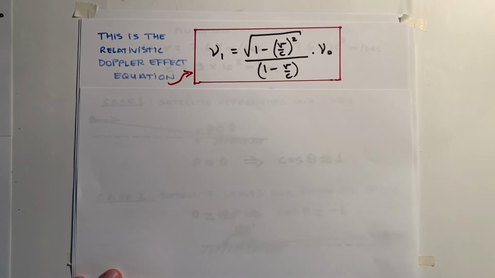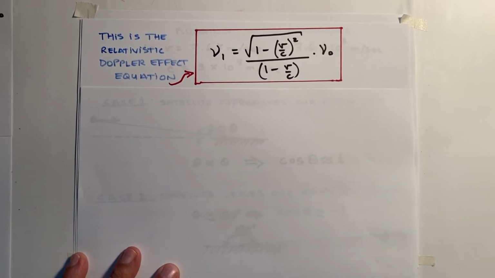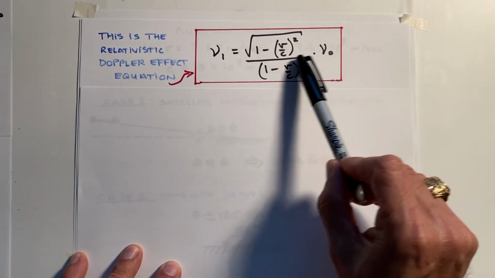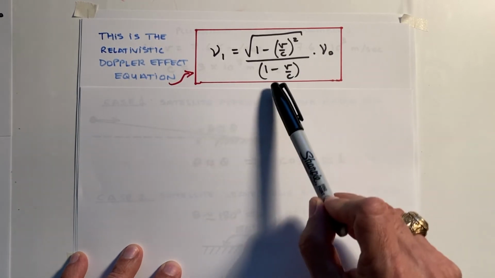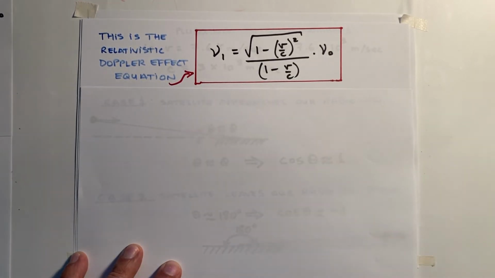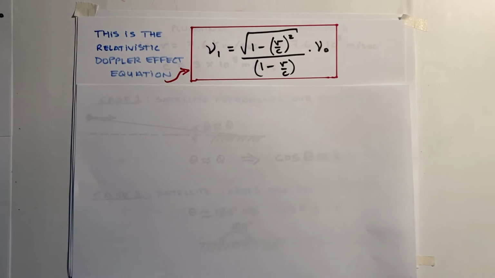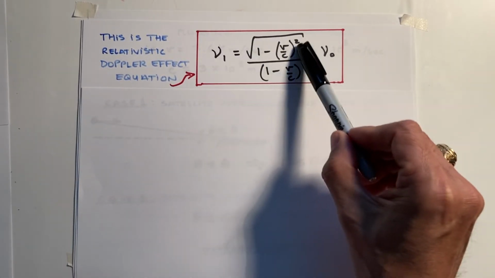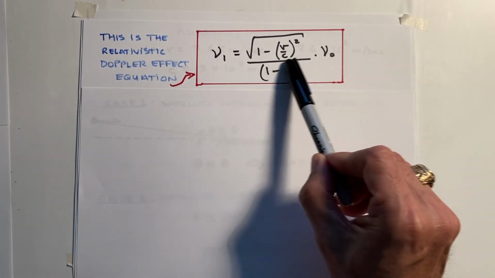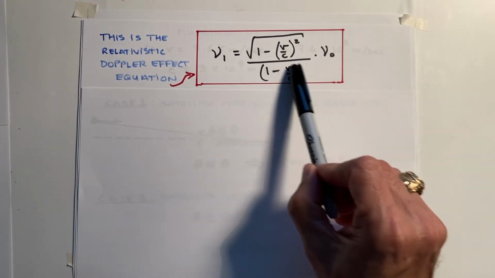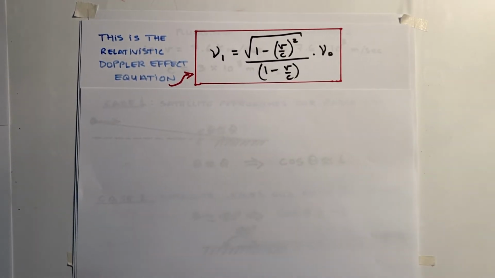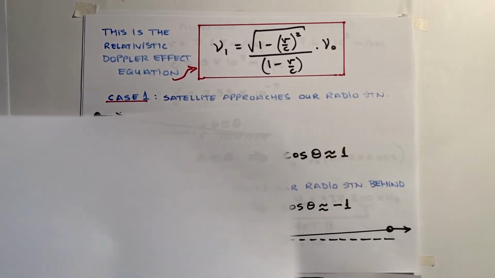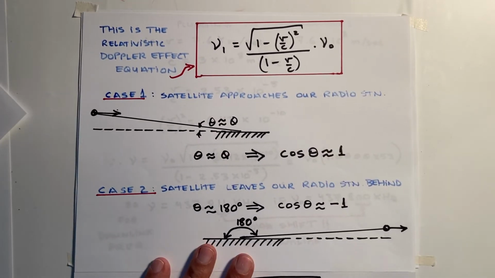Okay, so again, the only thing we've done is we've just gone ahead and plugged one equation into the other. This is the relativistic Doppler effect equation. And that's interesting that we've actually done that, and we can see the relativistic component in the numerator and the Doppler effect component in the denominator. The interesting thing to notice is that we have two main cases to look at.